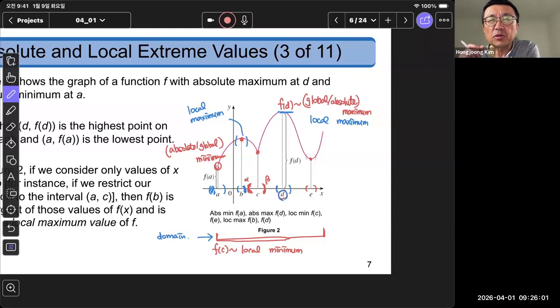So f of A is the smallest value on the whole domain. That's why it is called the absolute or global minimum. But f of A is not a local minimum, because I cannot find any interval around A such that the value of f of A is the smallest value on that interval.